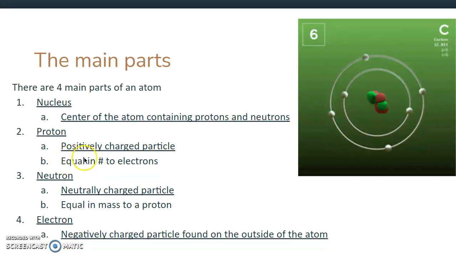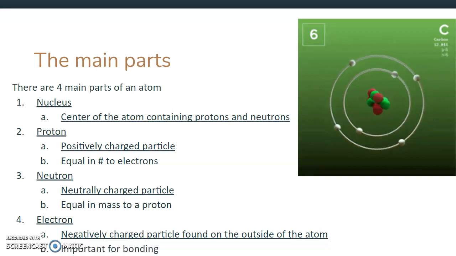So let's talk through this second part of our proton. It's equal in number to our electrons. Why is that? Our overall carbon atom does not have a charge on it. That's because we have just as many positively charged particles as we do negatively charged particles. So, for example, if we had 6 positively charged particles and 6 negatively charged electrons, our positives and our negatives would cancel each other out. It's like adding a positive one and then subtracting 1 from that. We go back to 0. So there would be no charge.